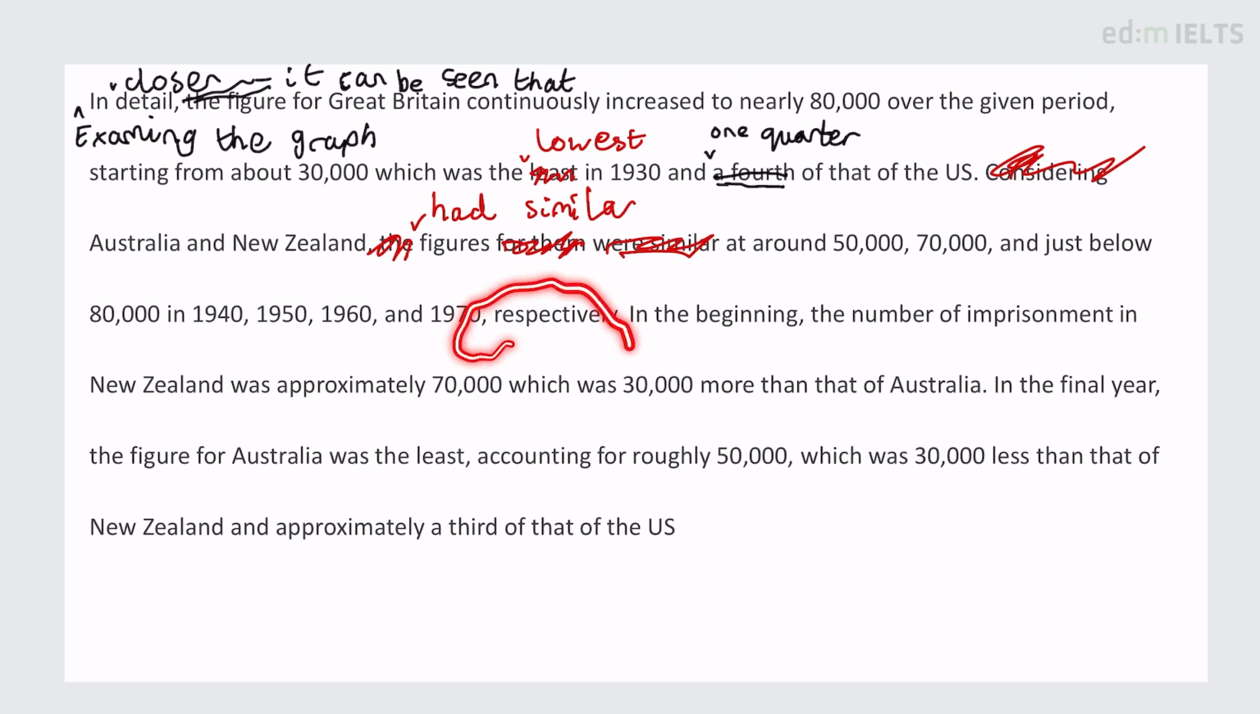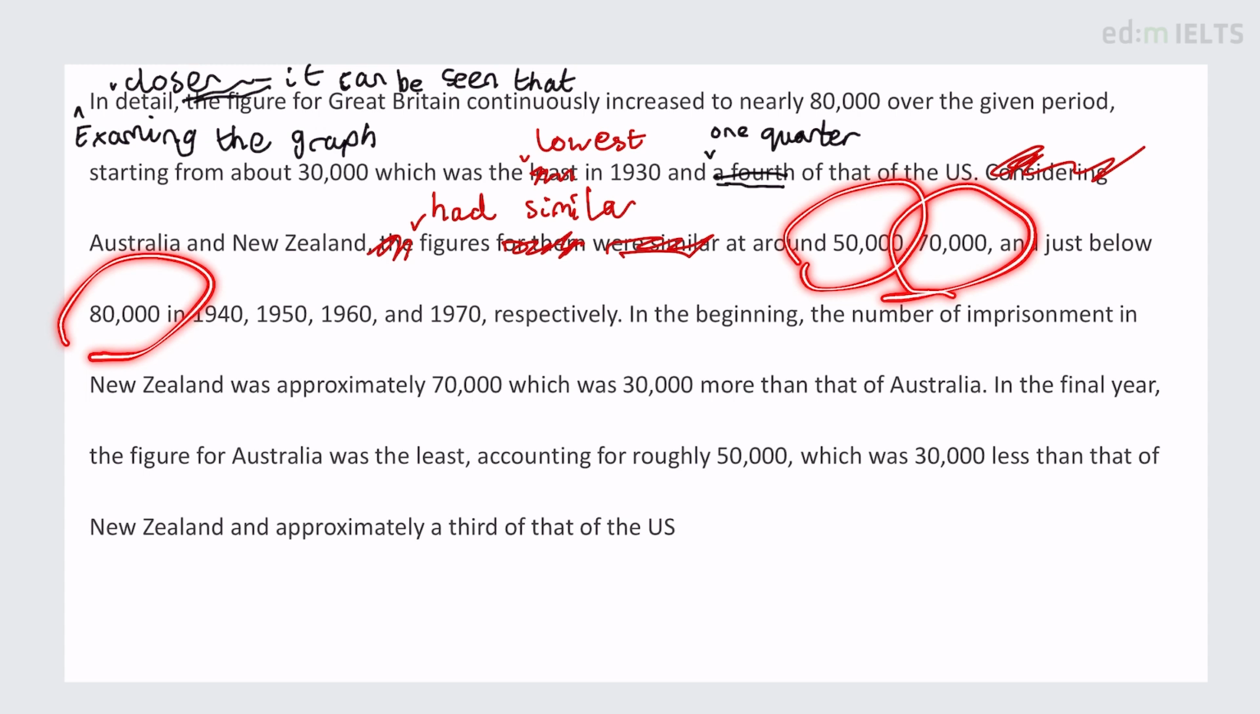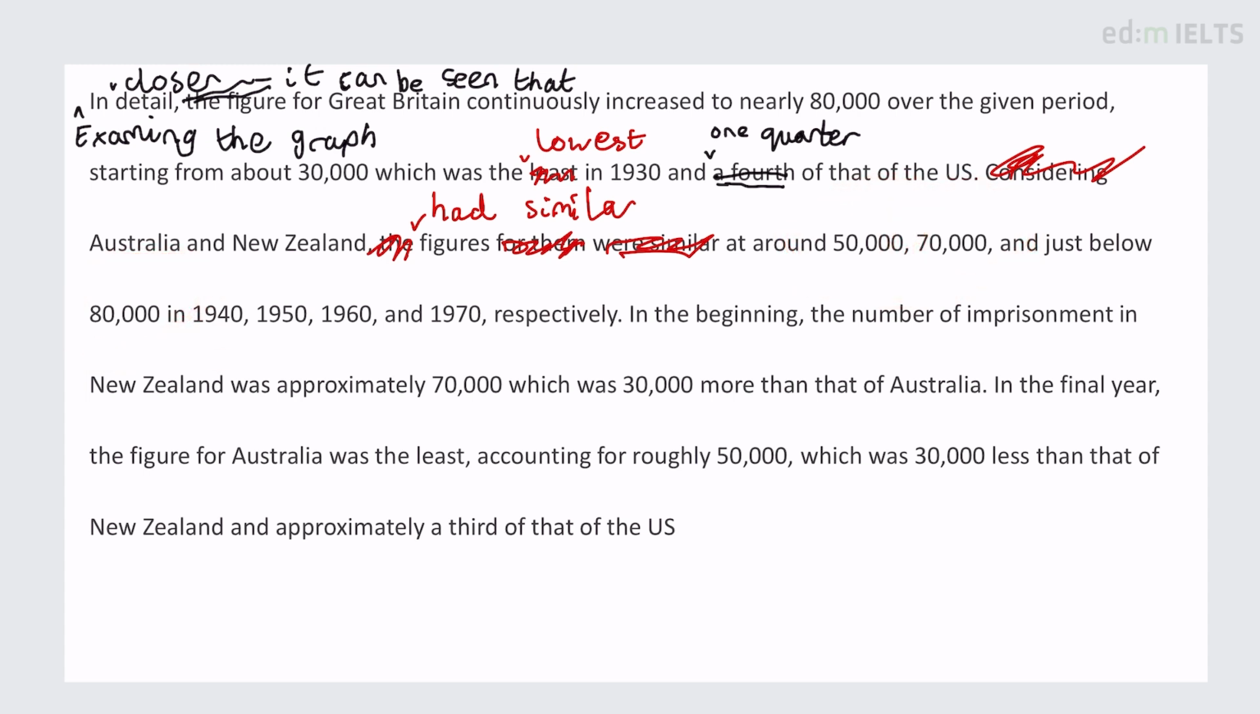Respectively is used to organize information, but I'm a bit confused. Why am I confused? Can you guess? Well, when we use respectively, we're matching things together. So I've got 1, 2, and 3, which should match with 3 years, but I've got 4 years. So I'm a little bit confused.